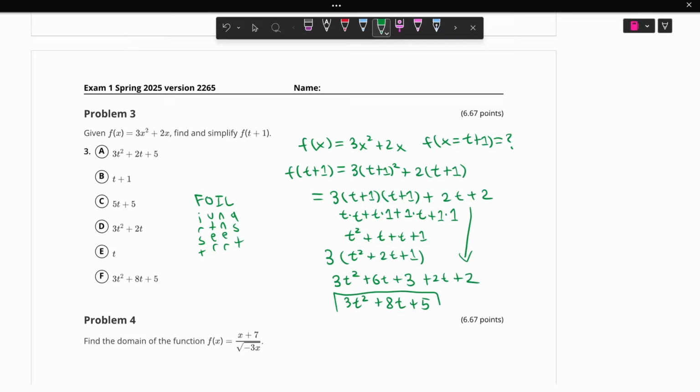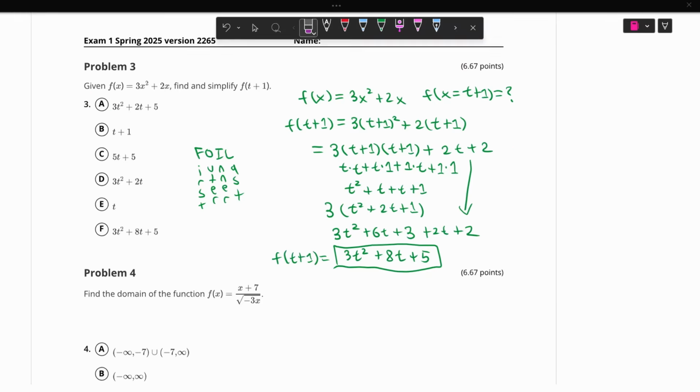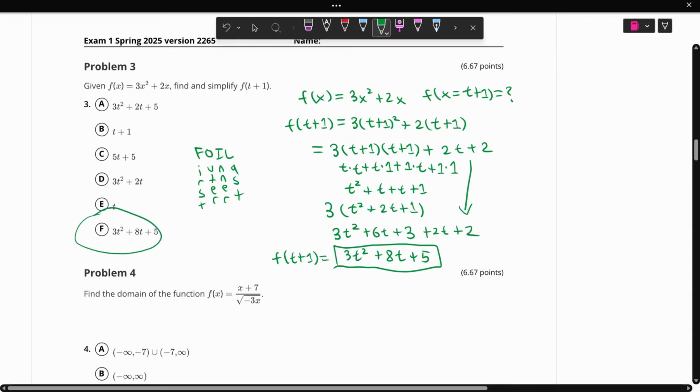So this would be equal to f of t plus 1. And so then we can match it up with an answer choice. So this would be equal to A. Okay, wow, I'm just realizing after editing this that I circled the wrong answer. This is supposed to be F, not A. Sorry about that.